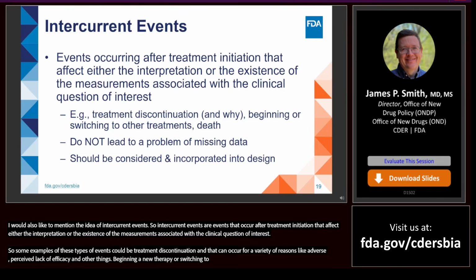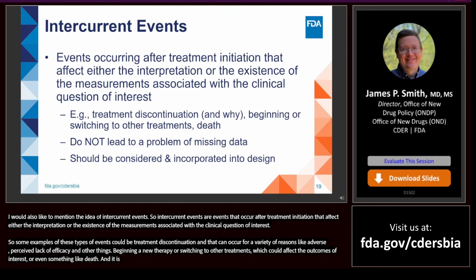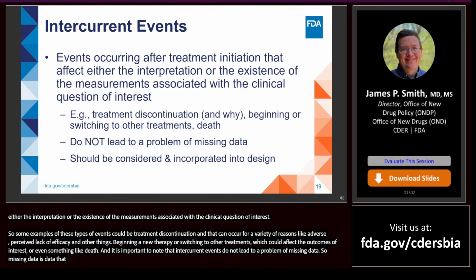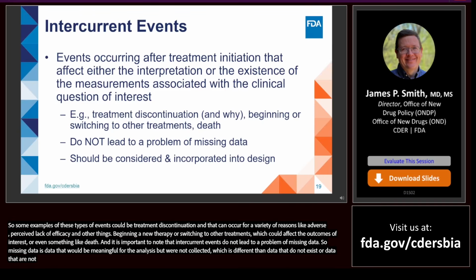It's important to note that intercurrent events do not lead to a problem of missing data. Missing data is data that would be meaningful for the analysis, but were not collected, which is different than data that do not exist or data that are not considered meaningful because of an intercurrent event. So for example, although missing data strategies are beyond the scope of what I'm talking about in this session, imputation techniques are often used to impute values for those that should have been collected but weren't.